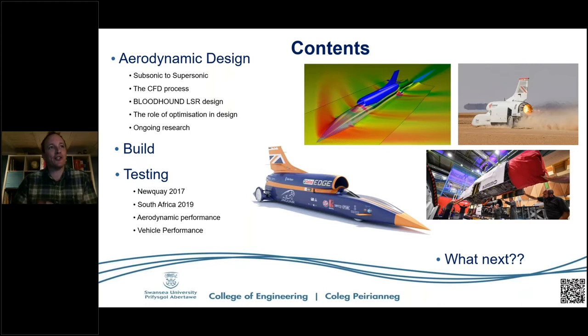I'll very quickly go through parts two and three, which are about how we built the car and what it's made of, and a brief overview of what we learned about the car, particularly when we took it to South Africa back in 2019 to commence the high-speed test program. And then I'll spend a bit of time at the end answering the never-ending question with Bloodhound, which is what on earth happens next?